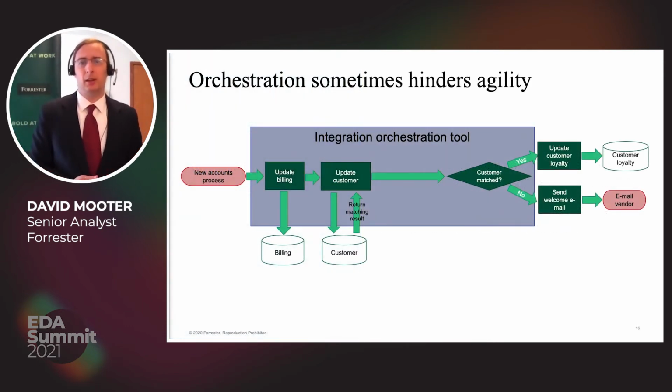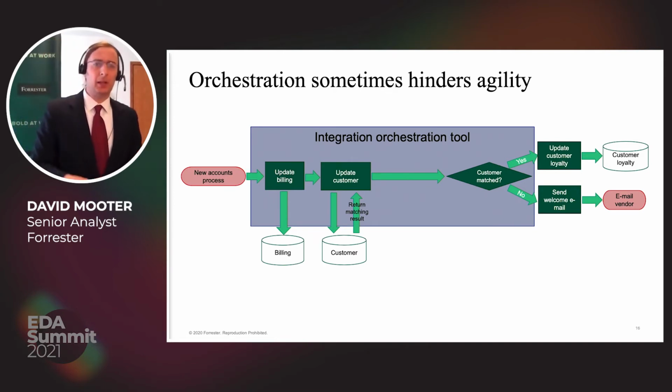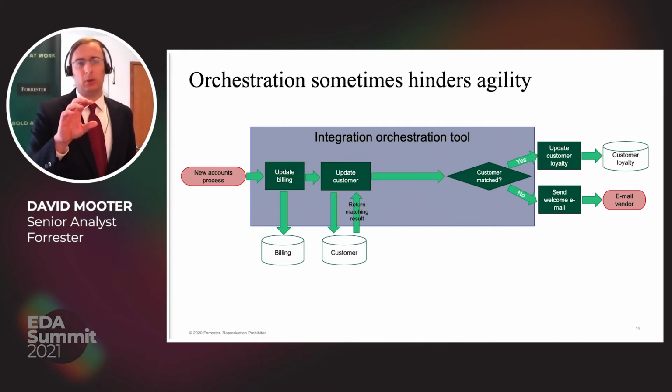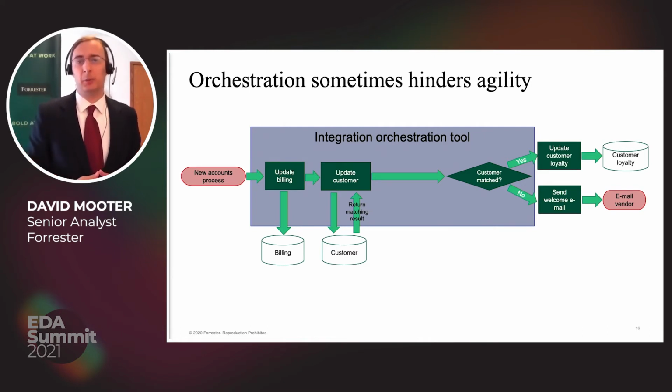So our next slide here, orchestration sometimes hinders agility. You can see a sample orchestrated workflow here. The new accounts process invokes this workflow. And the first thing it does is update billing, then it updates customer, and then that customer system will do a match algorithm. If it sees that this is an existing customer, we just update to reflect that there's now a second or third account for this customer.